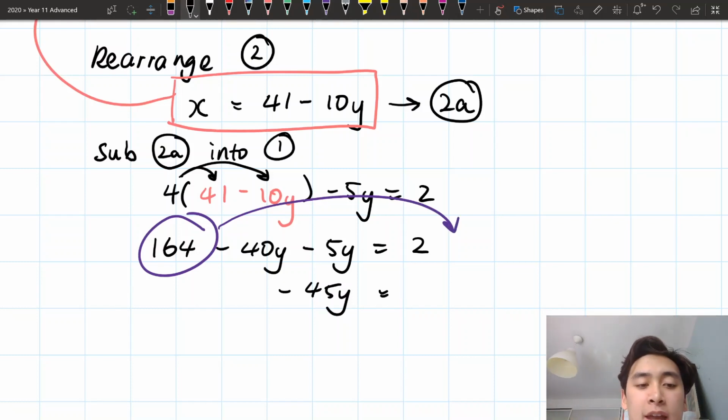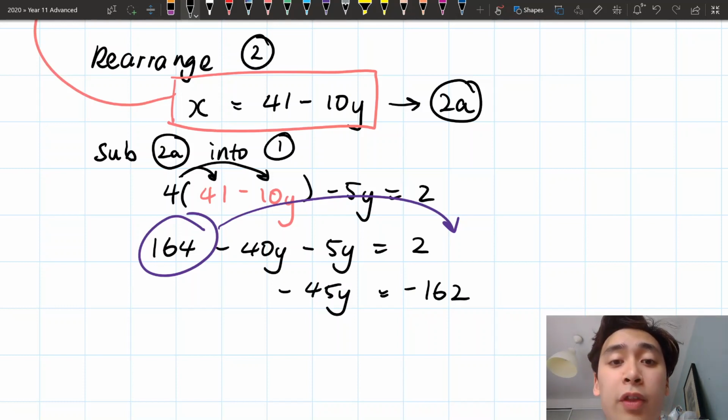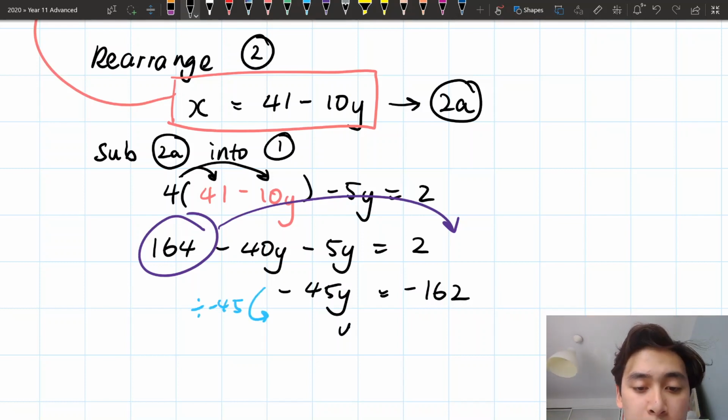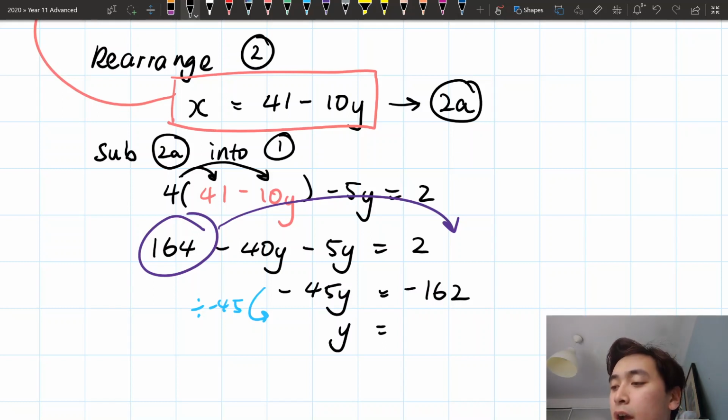And so what I'm going to get is 2 minus 164, which I think gets me negative 162. Negative 162. So if I'm trying to solve this, what do I do then? Well, I divide both sides by negative 45. So here I'm going to go y is equal to negative 162 divided by negative 45.